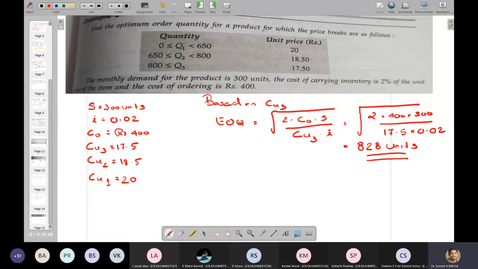Right? Yes, sir. Okay. So Q0 is in the QO3 range, so there itself you can terminate. You can order 828 units. Now I'll give another problem.